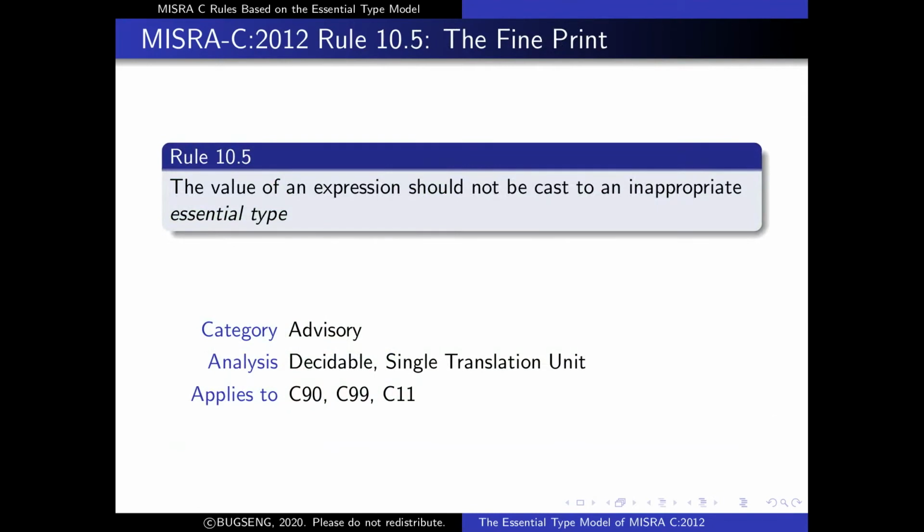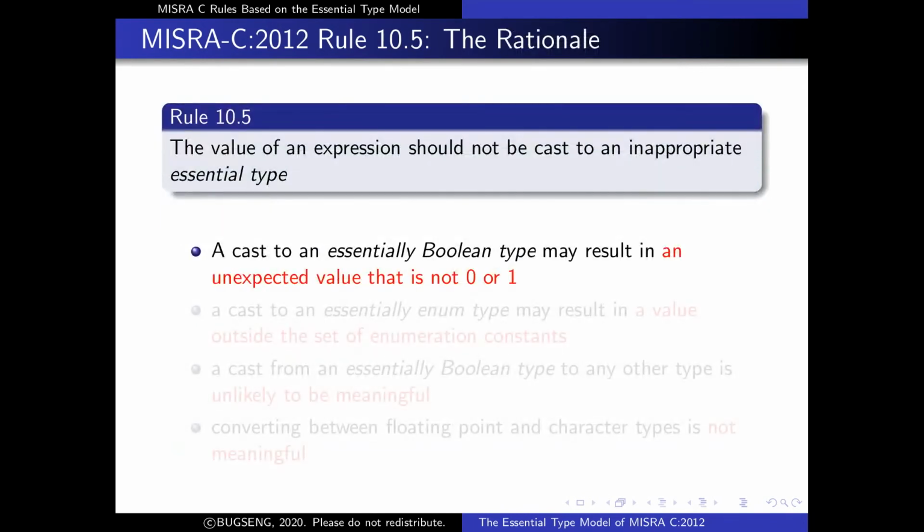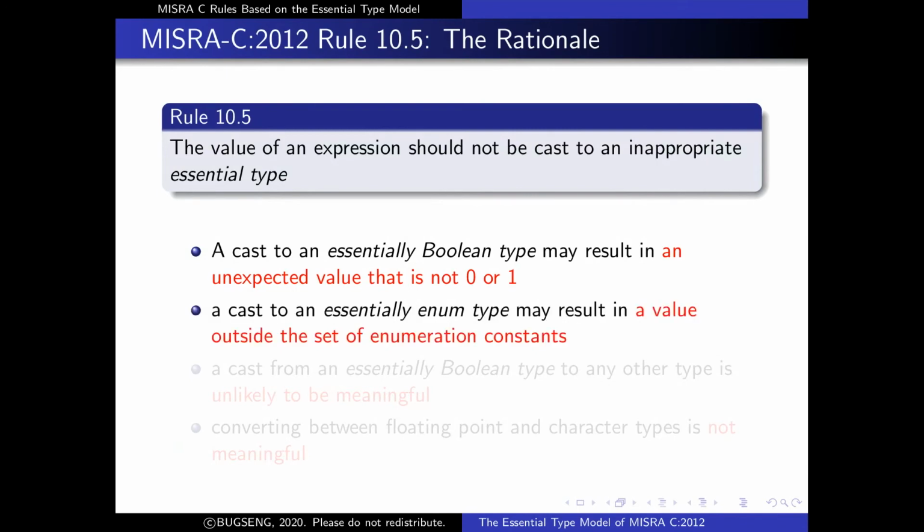Rule 10.5. The value of one expression shall not be cast to an inappropriate essential type. So a cast to an essentially Boolean type may result in an expected value that is not 0 or 1, if this was the intention. A cast to an essentially enum type may result in a value outside the set of enumeration constants.